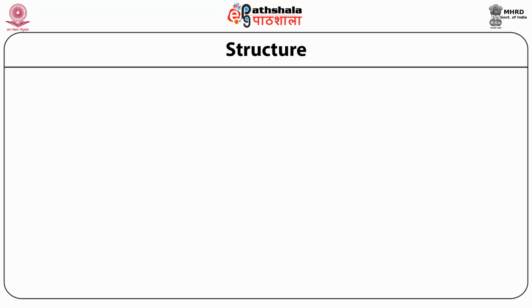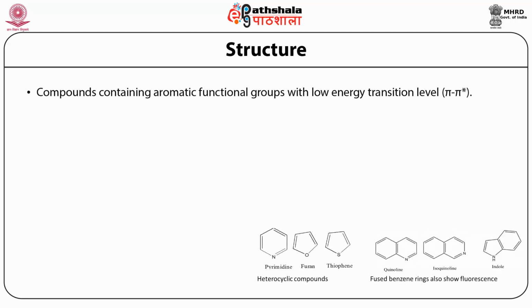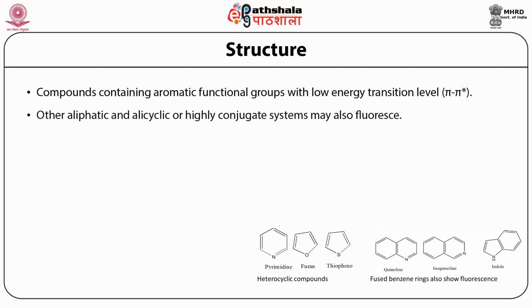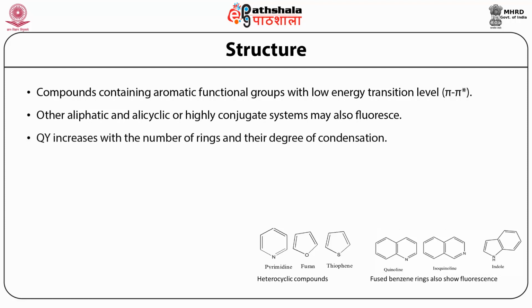We know fluorescence is due to the presence of a conjugated pi system. Therefore, all aromatic compounds should show fluorescence, and that actually happens. Most of the compounds that contain aromatic functional groups have pi-to-pi transition, and therefore are active in fluorescence. Aliphatic or alicyclic compounds which have a highly conjugated system also show fluorescence. The quantum yield increases as the number of rings increases, conjugation increases, and the degree of condensation increases.